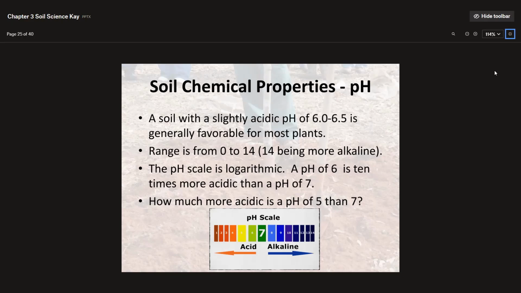So if we asked how much more acidic is a pH of 5 than 7, the answer is 100. Yeah, it's 100 times more. Okay, it's logarithmic. The pH scale is logarithmic. Keep that in mind.